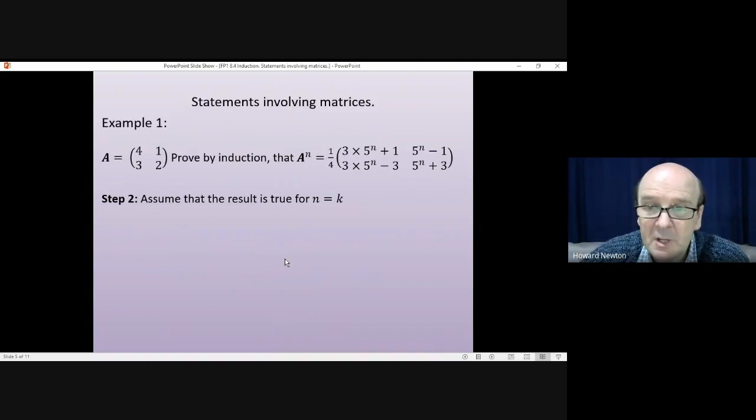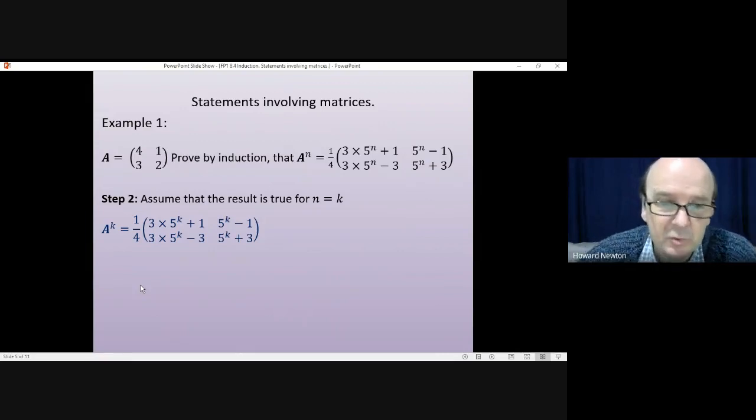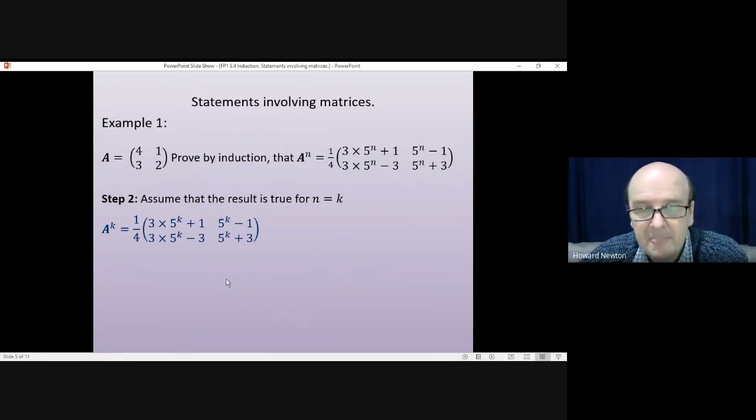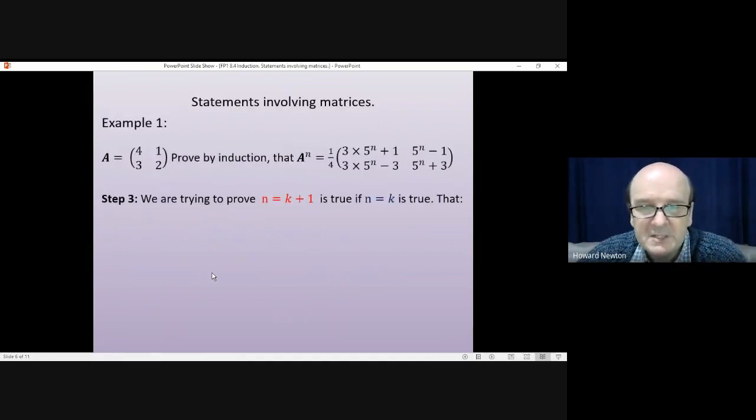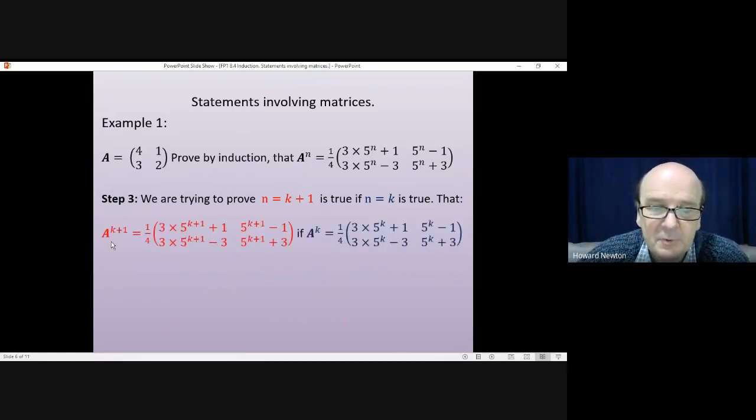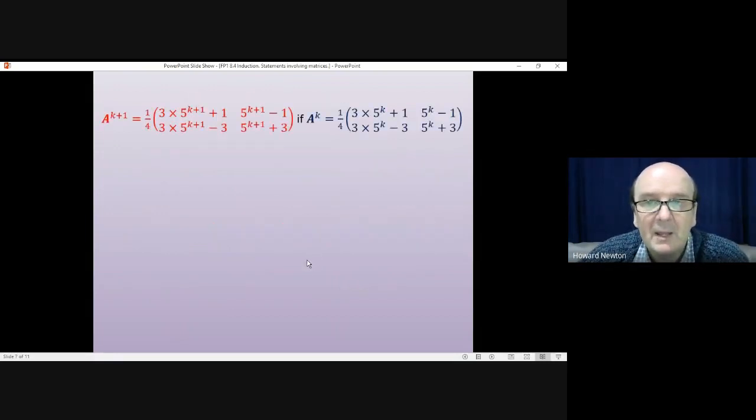Step 2 is just saying, well, let's assume that the result is true for n equals k. What that amounts to is substituting k into the expression. So we get A to the power of k is a quarter of all of this. Step 3 is where the work happens. In step 3, we're trying to prove that n equals k plus 1 is true if n equals k is true. So in this case, we're trying to prove that this red expression is true if the term before, this blue expression, is true for A to the power of k. How do we do that?